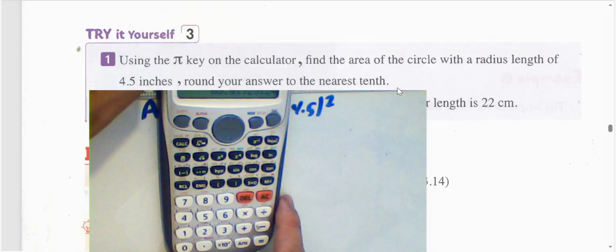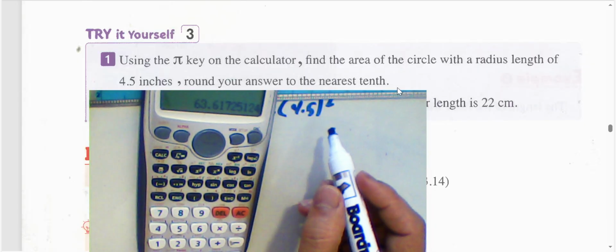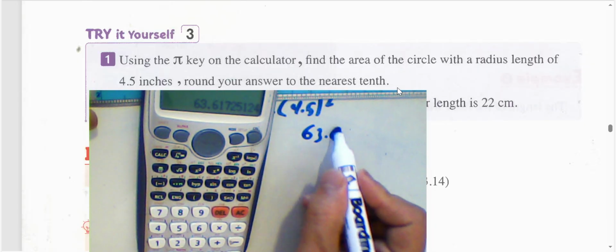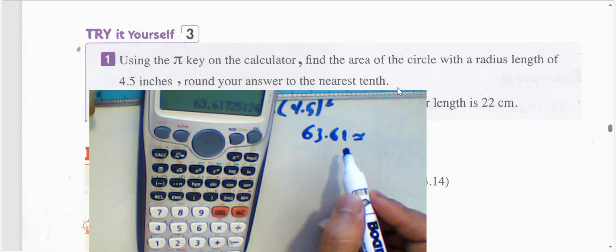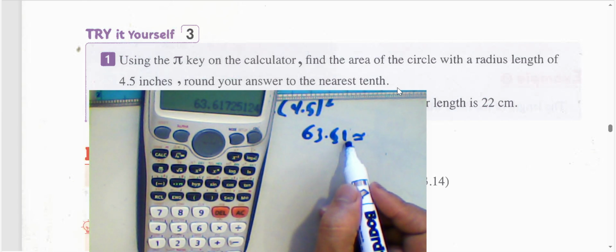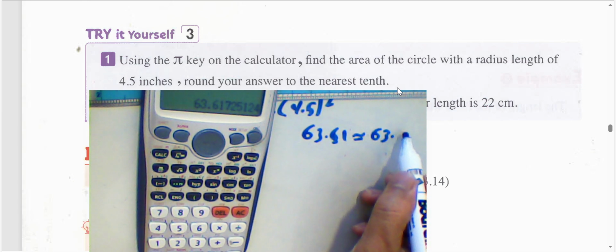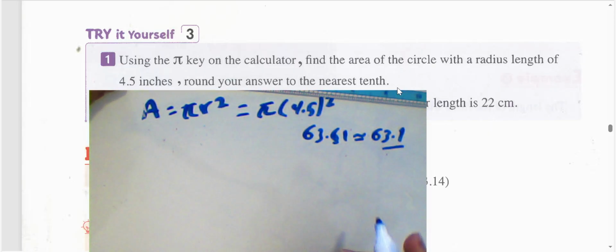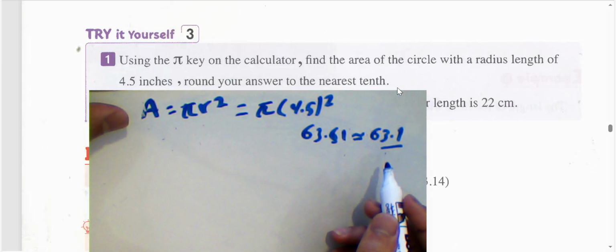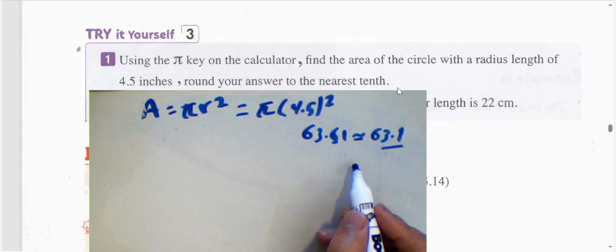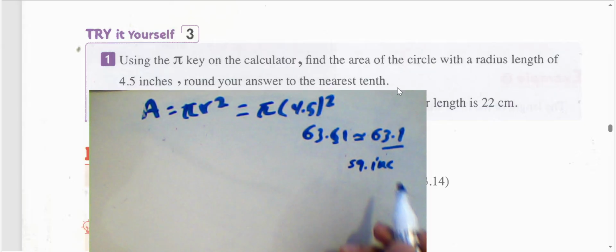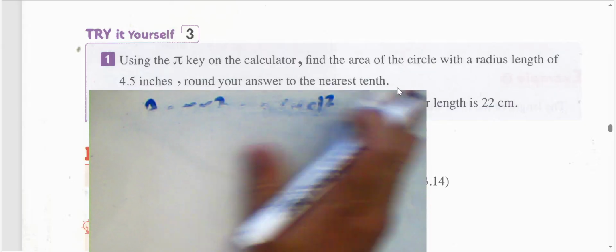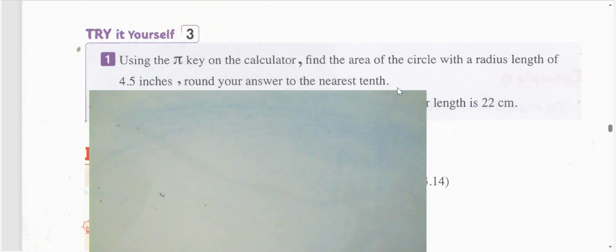In the result like this, we can approximate it. He wants us to approximate to the nearest tenth. 1 is less than 5, so it gives 1. Then we have 63 and 1 tenth. Okay, the area will be 63 and 1 tenth square inches. Next question.